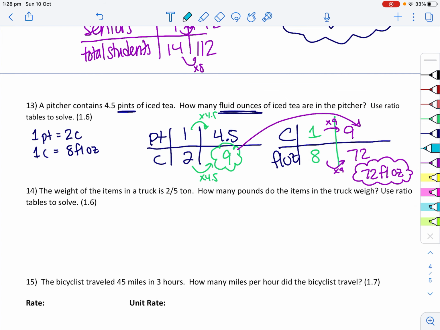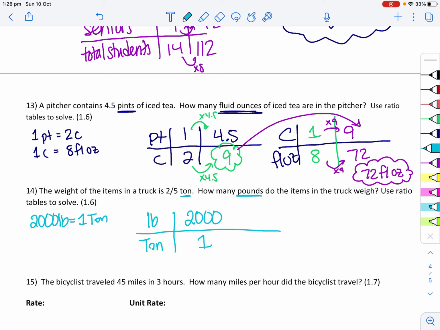Number 14 says the weight of the items in a truck is 2/5 of a ton. How many pounds do the items in the truck weigh? So tons to pounds, there are 2,000 pounds in 1 ton. Because they're directly connected, I'm only doing one conversion. So I'm going to do pounds and tons. So 2,000 pounds in 1 ton. So I've got 2/5 of a ton. So I'm going to do times 2/5.